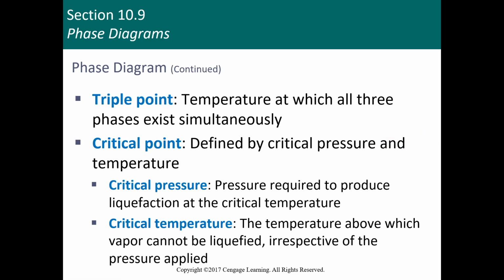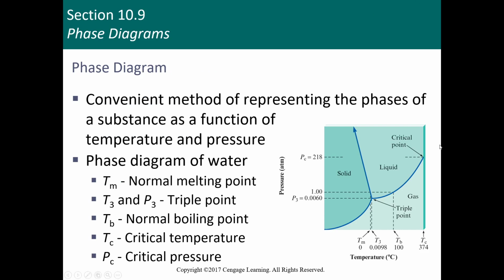All right, so this is the triple point. Like I said, it's the temperature at which all three phases exist simultaneously. Critical points are defined by a critical pressure and a critical temperature. Critical pressure is the pressure that's required to produce liquefaction at the critical temperature. Critical temperature is the temperature above which vapor cannot be liquefied irrespective of the pressure applied. So what we'll see here is this actually cuts off. There is no blue line anymore after this, okay?